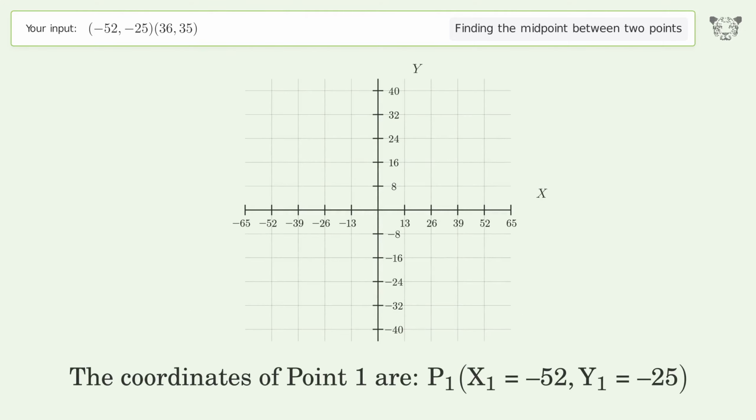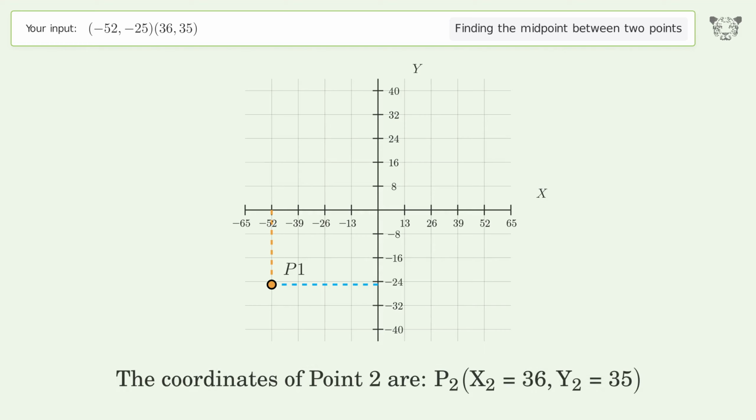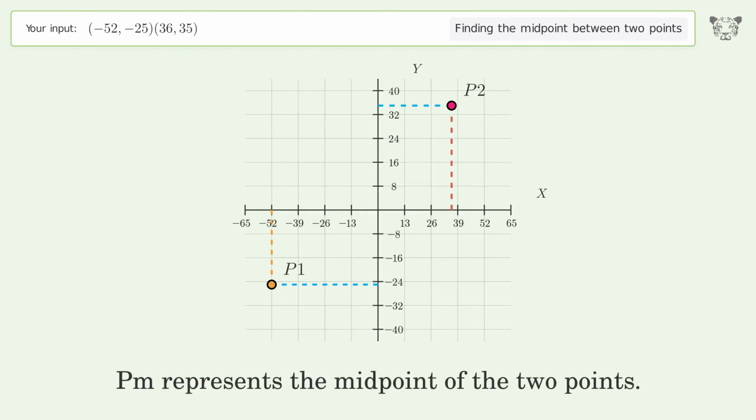The coordinates of point 1 are, x1 equals -52, y1 equals -25. The coordinates of point 2 are, x2 equals 36, y2 equals 35. PM represents the midpoint of the 2 points.